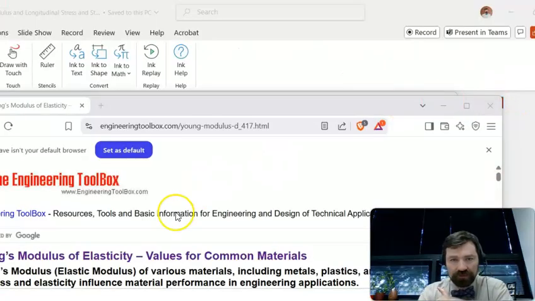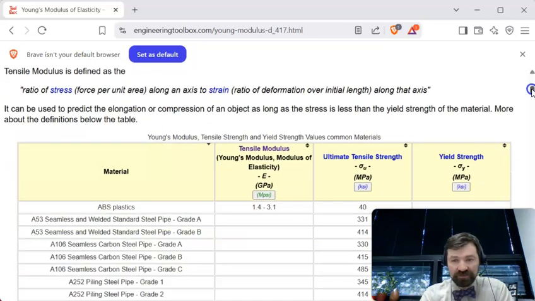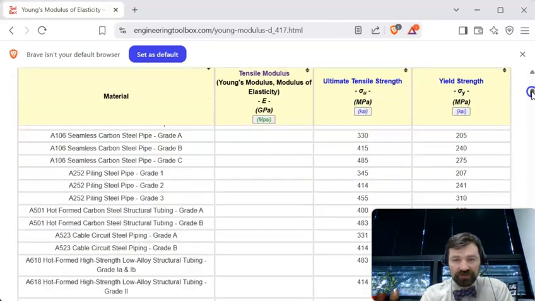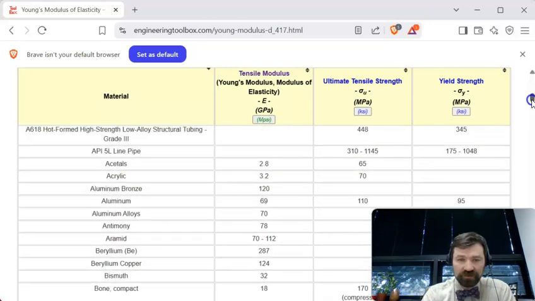For example, we could go to the Engineering Toolbox, which is one of my go-to sites for looking up stuff like this. And they have on their website this nice table, which has, among other things, the Young's modulus of elasticity. These are specified in gigapascals. That means basically that they're specified in times 10 to the 9 pascals, or 10 to the 9 newtons per meter squared. And you can just scroll through and look up whatever material you're trying to use.